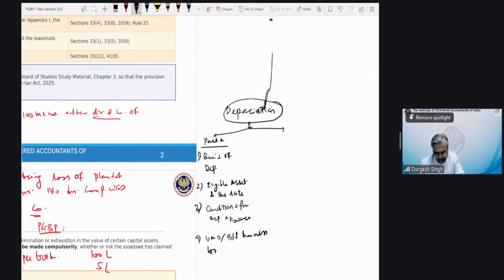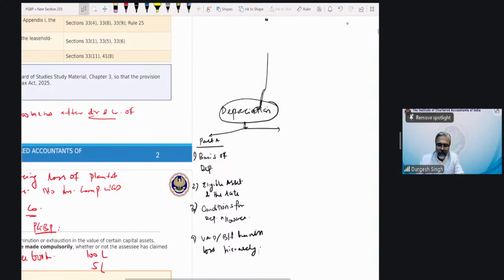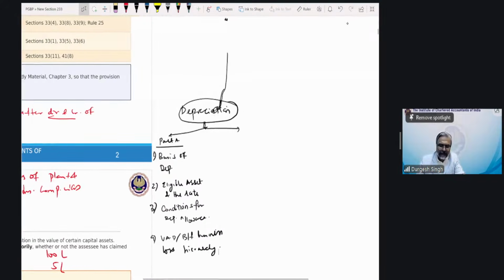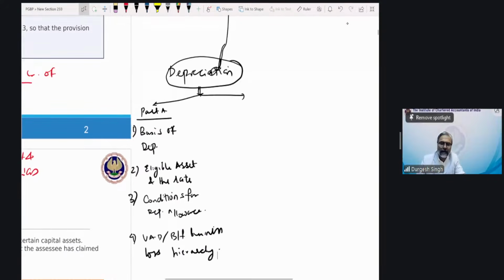If it is possible, students, just take a note of it: hierarchy of set off, UAD and the Brought Forward business loss. I think you have done this in your Inter-level as per the old Income Tax Act 1961, the hierarchy of set off when it is a current year depreciation, when it is a UAD, and then when it is a Brought Forward business loss. The same sort of hierarchy also applies under the new Income Tax Act 2025. This is your part A, students.